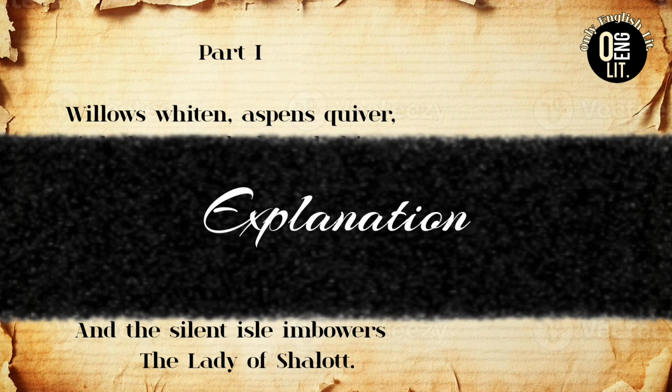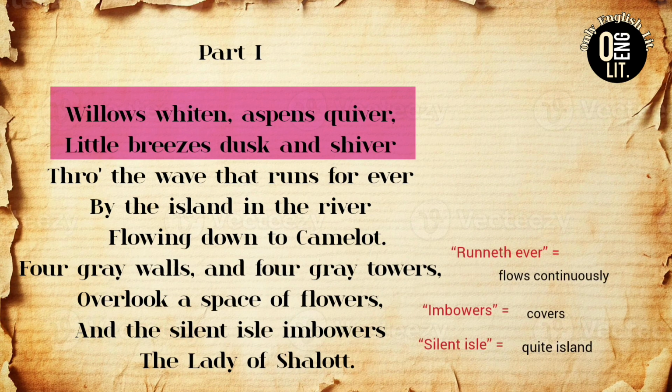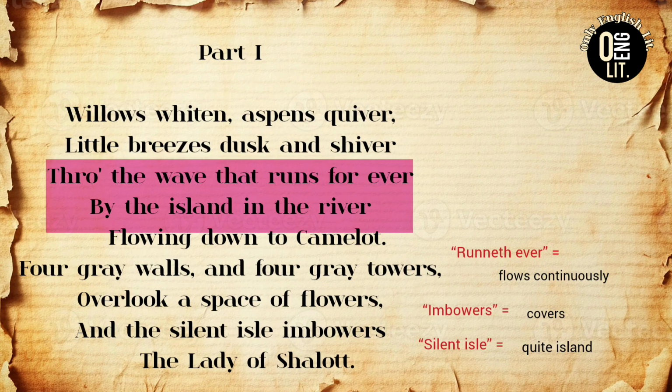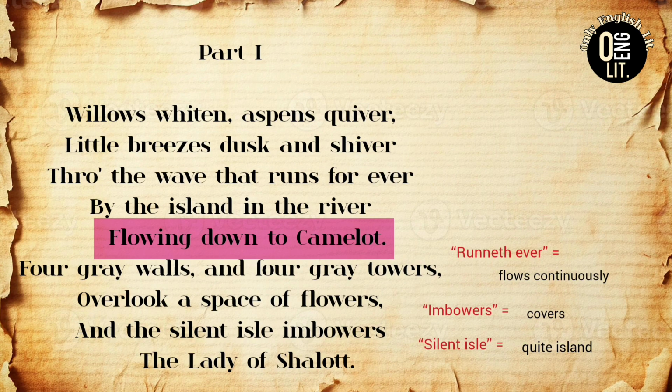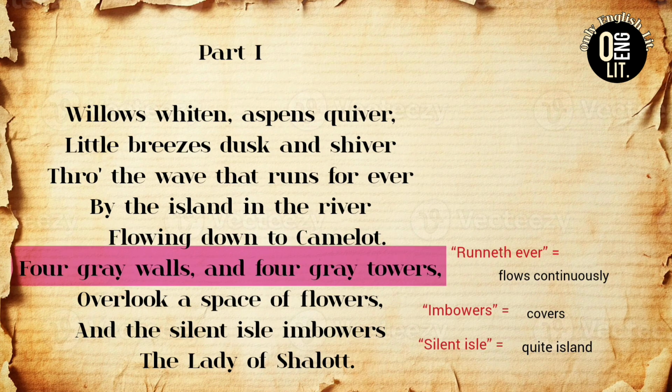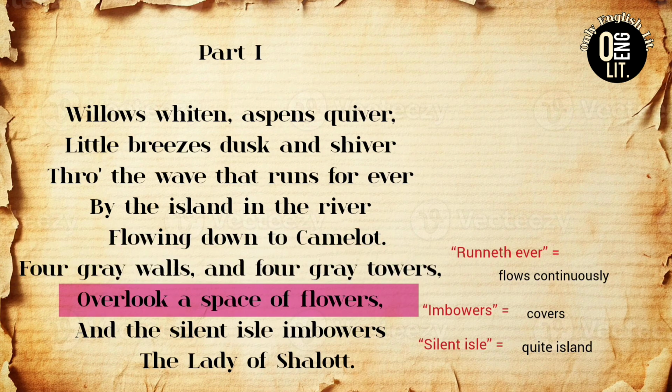The leaves of willow trees look pale or silvery in sunlight, and aspen leaves tremble easily in the wind. The sunlight falls onto the water, and the light is reflected and shimmers due to the moving water. The stream around the island flows constantly, which connects the island to Camelot. The lady's home is described as having four grey walls. Around the building there are flowers which show that even though beauty surrounds her, she is trapped inside where the silent island is covered.